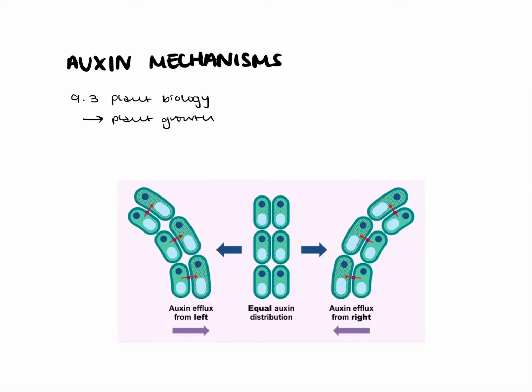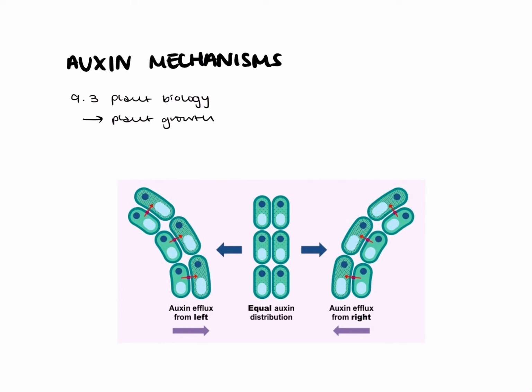Hi everyone, today I'll be talking about the mechanisms of auxin, which is a plant hormone, and this is part of higher level IB biology 9.3, so plant biology, specifically plant growth. So auxins are a group of hormones produced by the tip of a shoot or root, so the apical meristems, and these groups of hormones regulate plant growth.